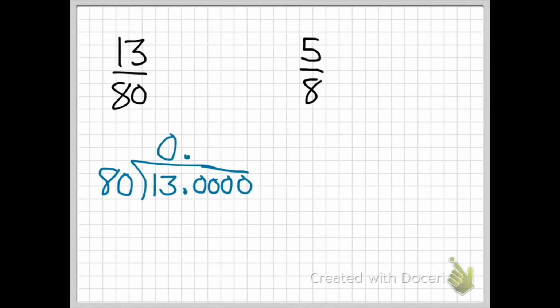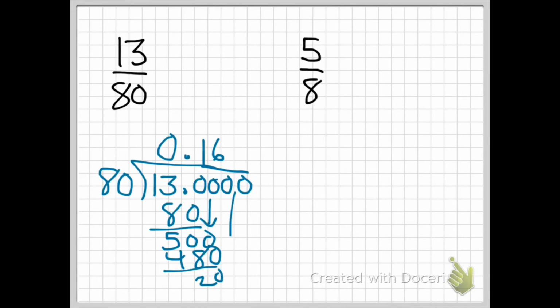80 cannot go into 13, but it can go into 130 one time. We get 50 left over. We bring down the next zero. It can go into 500 six times. We get 480. We get 20 left over. Bring down that other zero. It goes into that twice. 160, giving us 400 left over, and it goes into that 5 times.